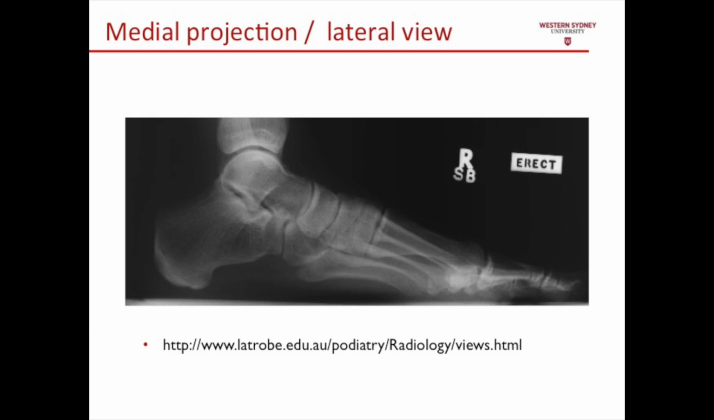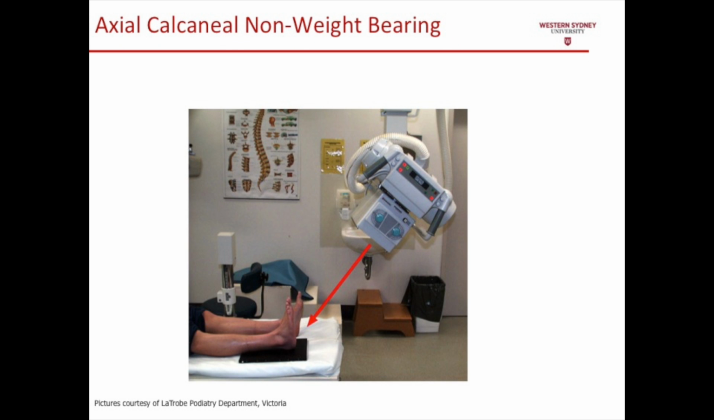Would you say that this is a weight bearing or a non-weight bearing view? What clues would you use to determine this? This slide shows the arrangement that would be needed to undertake an axial calcaneal non-weight bearing view. You can see that the imaging receptor is placed under the calcaneus and the person is in a supine position.